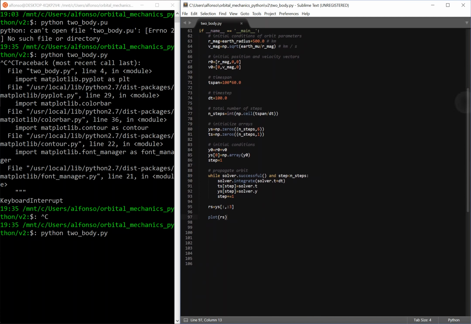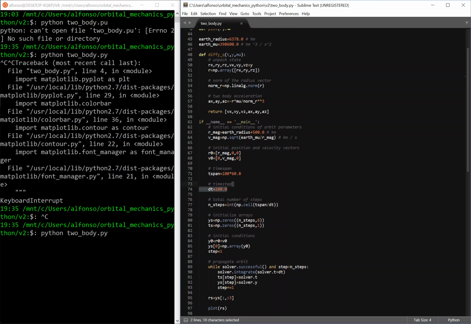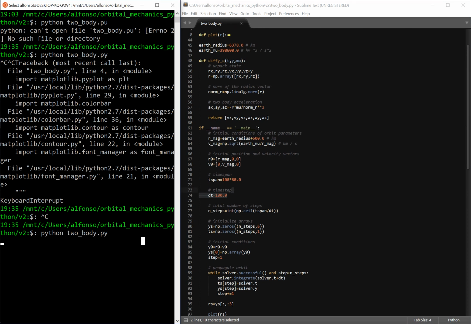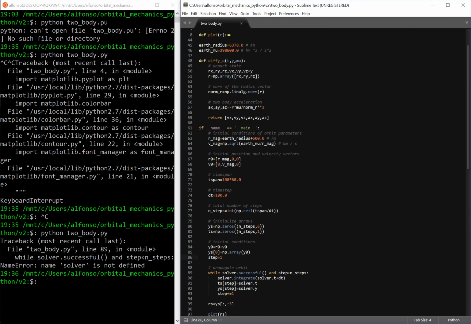I think everything looks good. Taking a long time running this, not sure why. Oh, Solver is not defined. Totally correct to do that.